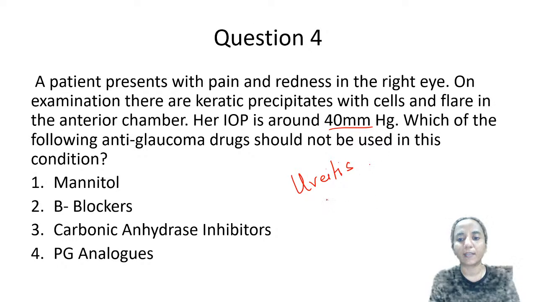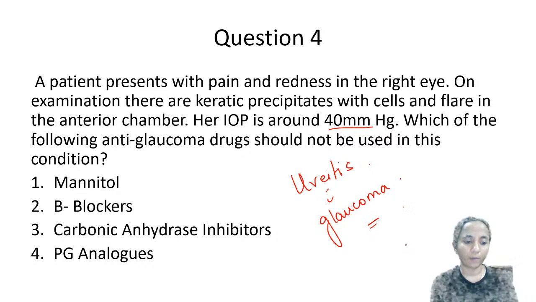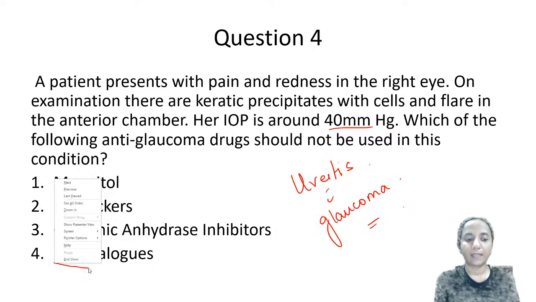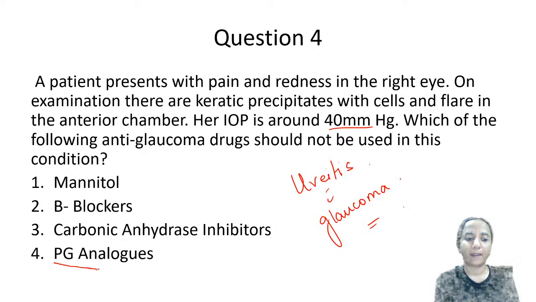So this is uveitis, and there is also glaucoma, which we can call a uveitic glaucoma. The question says, which of the anti-glaucoma drugs must not be used in this condition? Now the options are mannitol, beta blockers, carbonic anhydrase inhibitors, and PG analogs. For this question, the answer should be prostaglandin analogs.